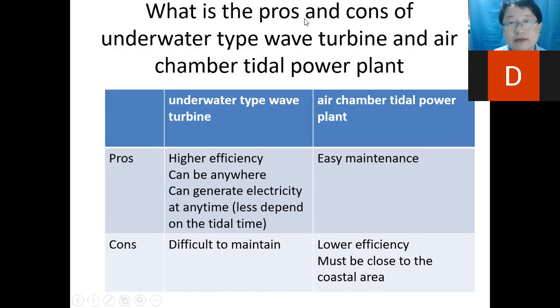Okay, I'm asking you questions. Can anyone help me answer this? Why is the efficiency of the air chamber lower? It all comes from the wave energy. How come the efficiency is lower? Can anyone enter one single keyword? What is the difference between the air chamber and the water wave turbine?